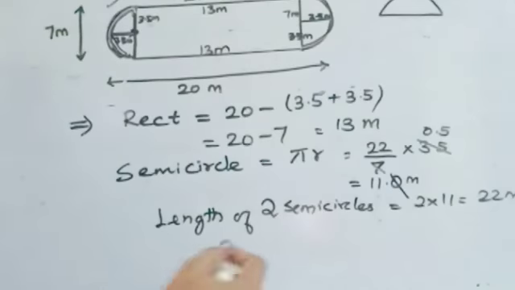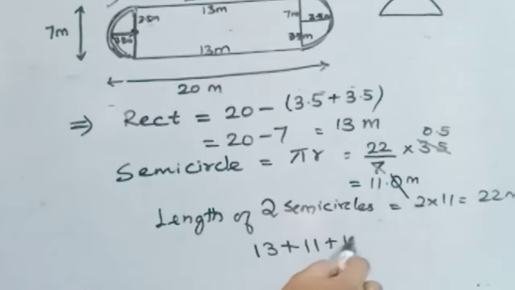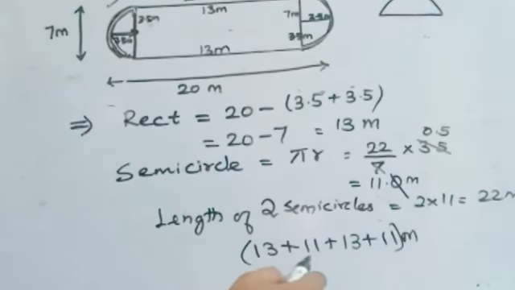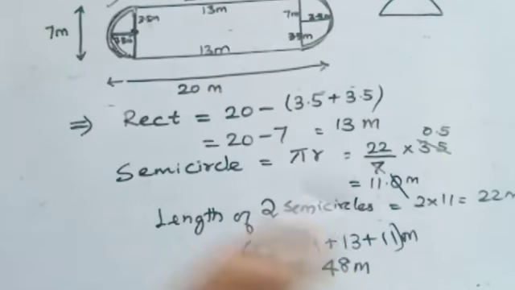So now we have to find the total length of the boundary. That is first 13, and then for this portion we will have 11 meter, and then for the other side of the rectangle 13 meter, and for this arc we will have 11 meter. So 13 plus 13, 26, 26 plus 22, it is 48 meter will be the answer.